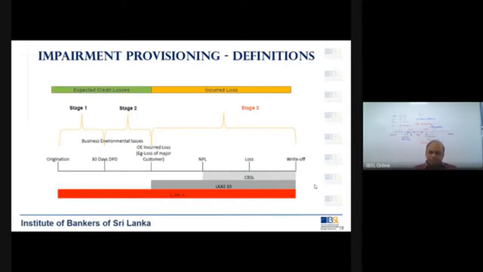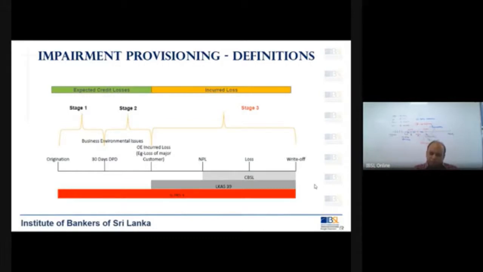So under the CBSL guidelines, even if the loan becomes NPL, still you don't need to provide provision when it starts, when it is 6 installments due. Okay. But under the LKAS 39, this whole concept of impairment started at the point where it is objective evidence of incurred loss. So basically LKAS 39 was looking at a model called incurred loss model.